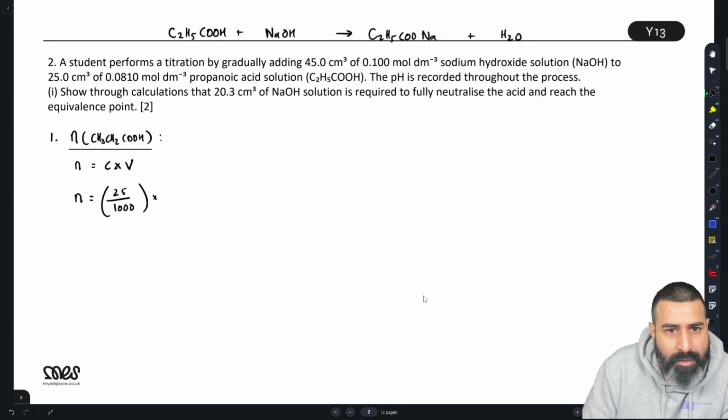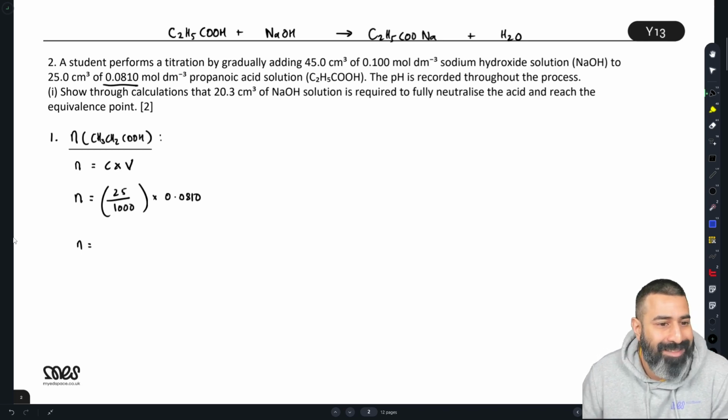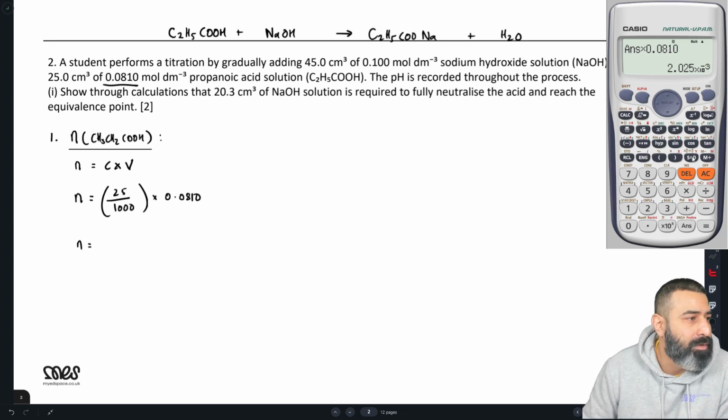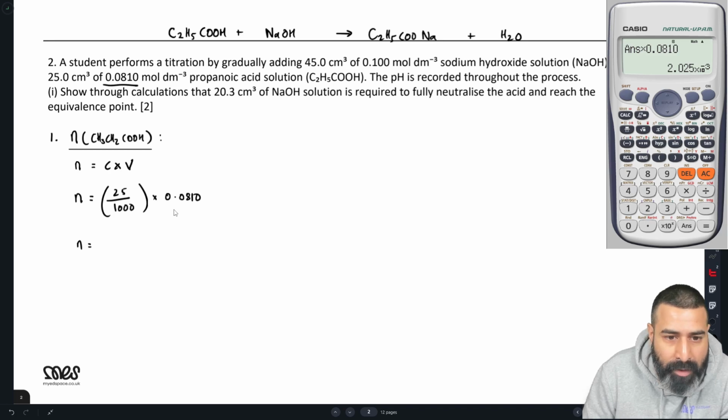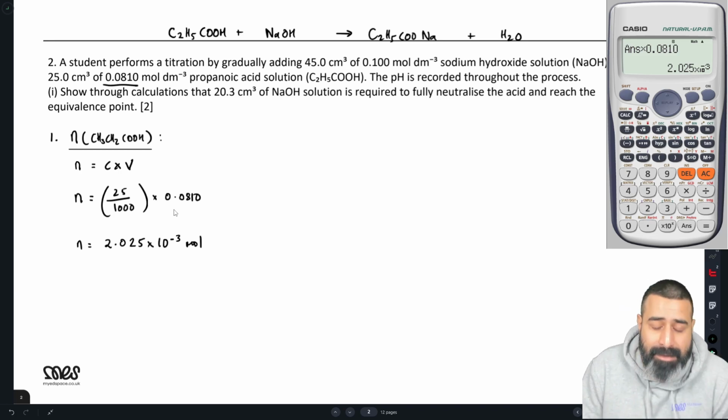And then the concentration is 0.0810. So what do we get when we process this? Let's get my calculator up on the screen. So 25 over 1,000 times 0.0810. I don't want to do it as a fraction, let's leave it as a decimal. So we're going to get 2.025 times 10 to the minus 3 moles of that acid in the conical flask.